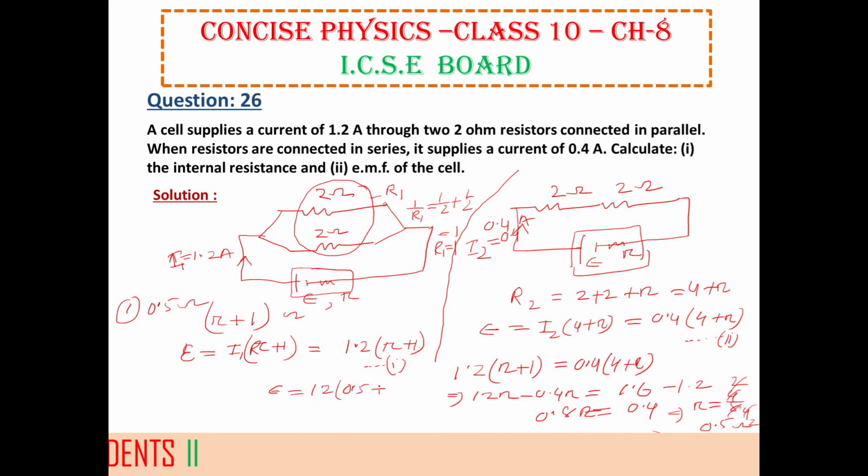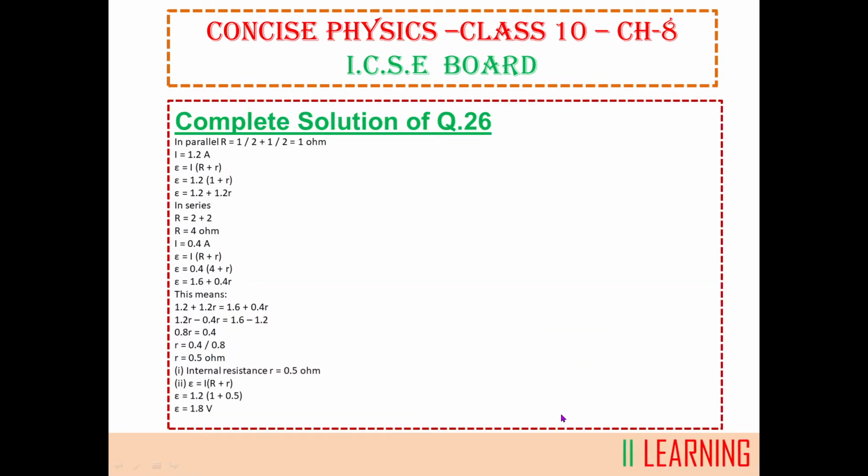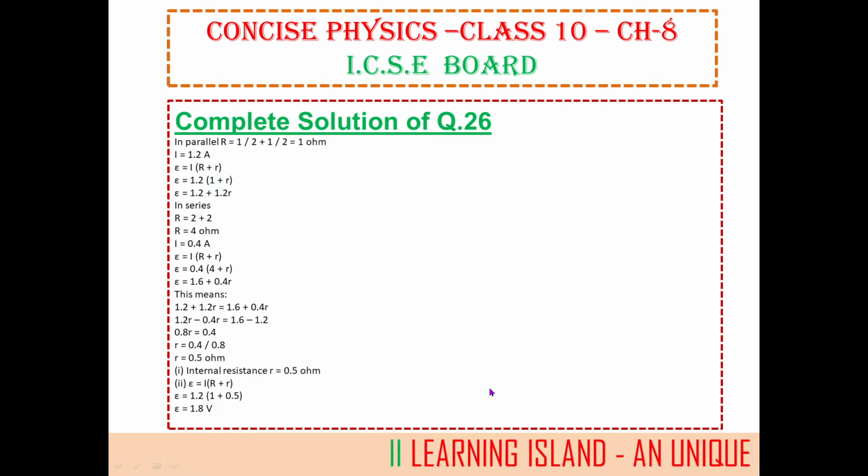Putting this value of r in equation number 1, we get E equal to 1.2 into 0.5 plus 1, that is 1.2 into 1.5. Finally, 5 twos are 10, 12 ones are 12, so it is 1.8 volt. So the answer for question number 2, the EMF, is 1.8 volt. Hope you understand this. Now let's find the final solutions here. You pause my video and write it down. Let us go to the next question.